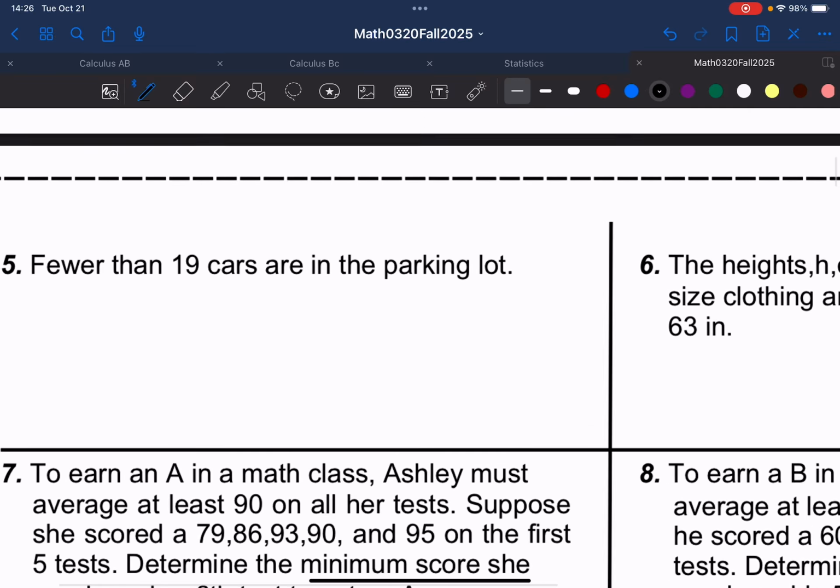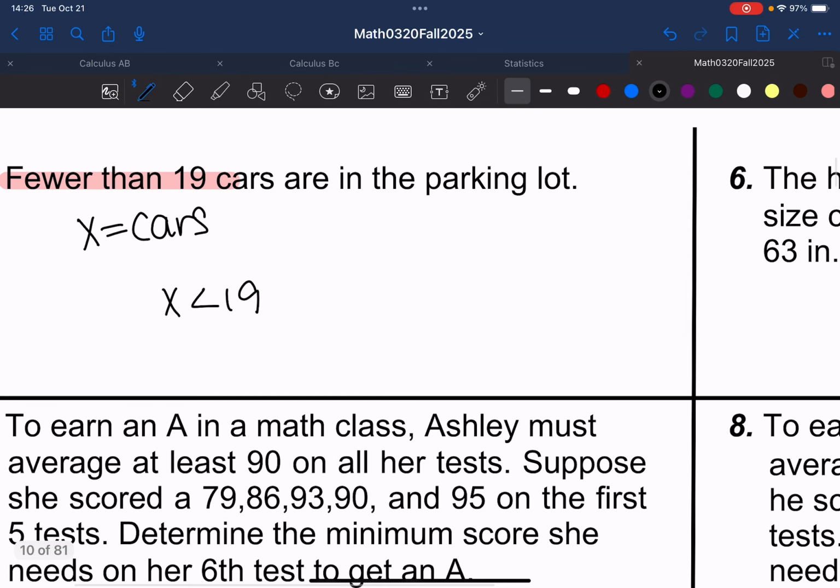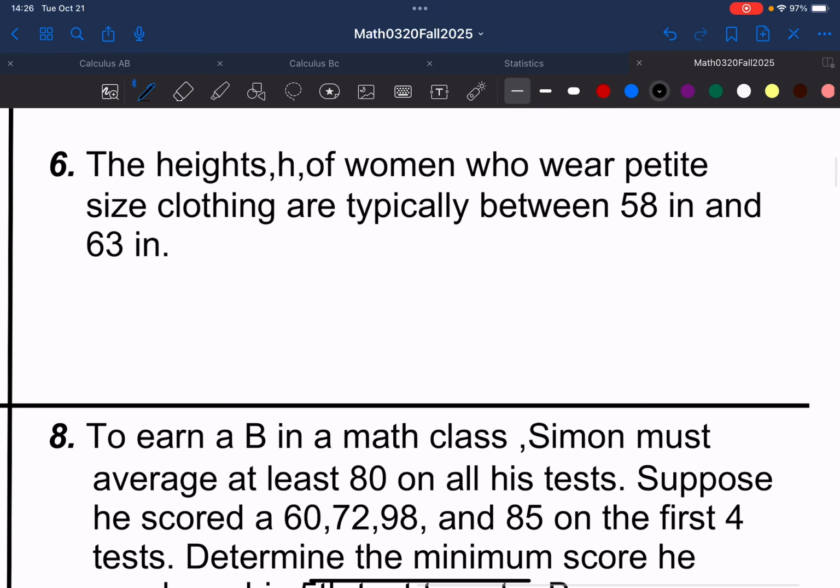Number 5 says fewer than 19 cars. Fewer than is representing less than. So let x equal cars. So x is less than 19 cars. Number 6 says the heights H, this one gives us a variable, of women who wear petite clothing are typically between 58 and 63 inches tall. So that means 58 is less than or equal to H, less than or equal to 63.